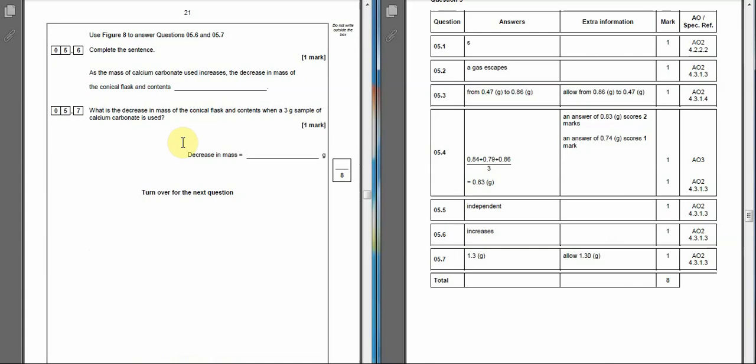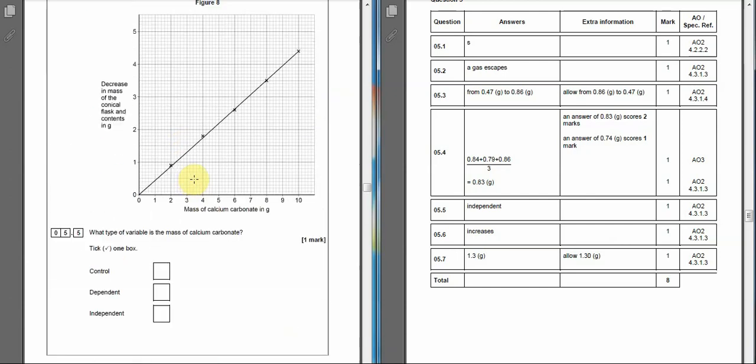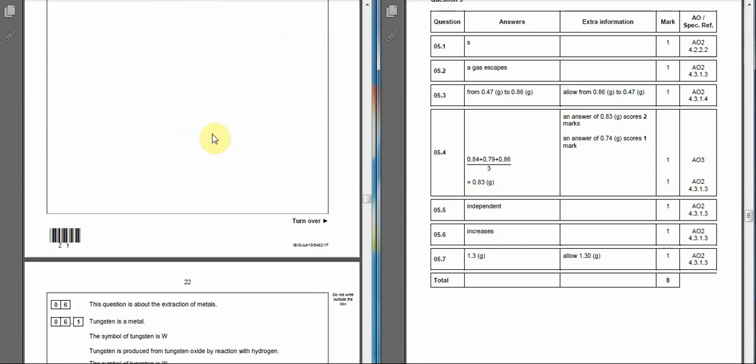What is the decrease in the mass of the conical flask when a 3 gram sample is used? Now, if you didn't use 3 grams, this is the beauty of the graph, because you can find where 3 grams is. So it's not this one, it's this one. We go to 3 grams, we go up, and we go across, and that is above 1, and it's 3 squares up. Handily, that means it's 0.3, so it's 1.3 grams. Okay, 1.30 is also allowed.